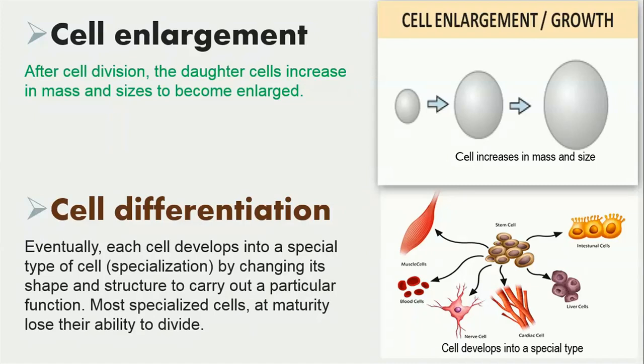particular kind of function. Okay, now here we have stem cell. The stem cell can change shape and structure and become the muscle cell, the blood cell, the nerve cell, the cardiac cell, and all kinds of cells in the body. And all these cells perform different or particular functions. Okay, now most specialized cells at maturity lose their ability to divide. So take note, go through the images in case you understand better.